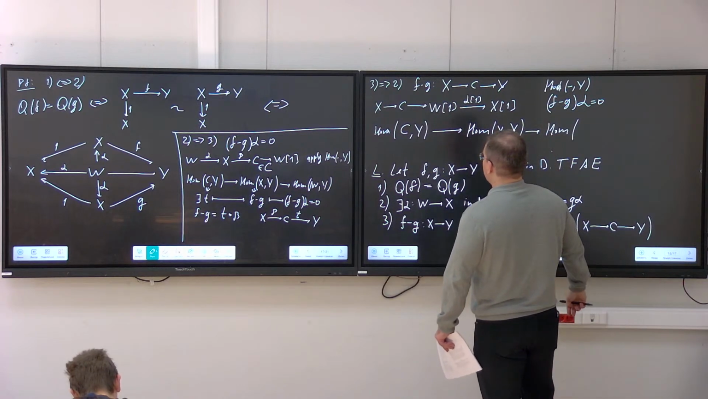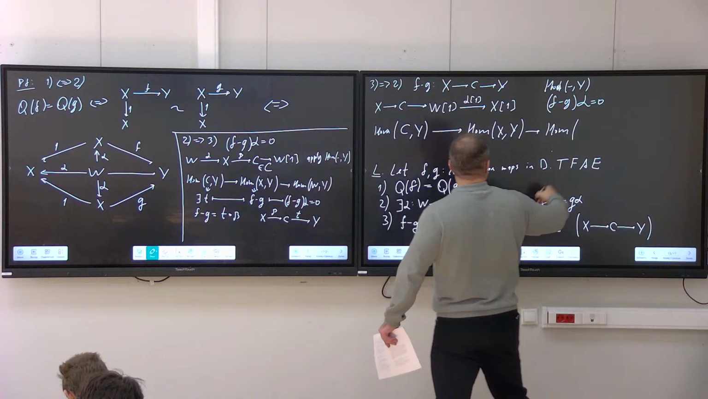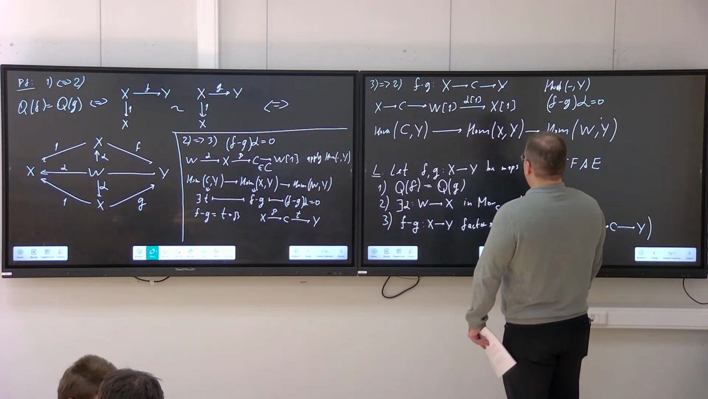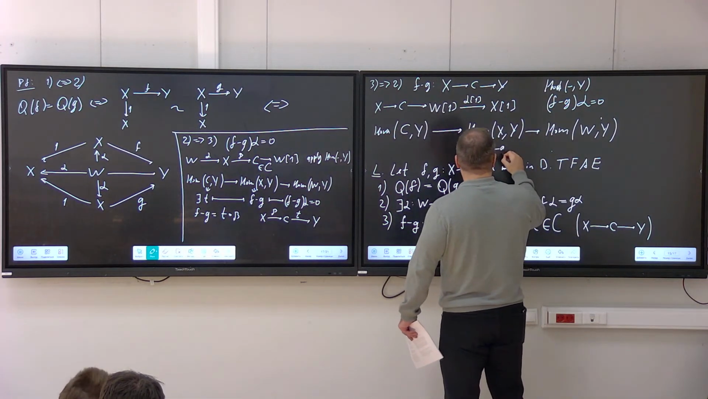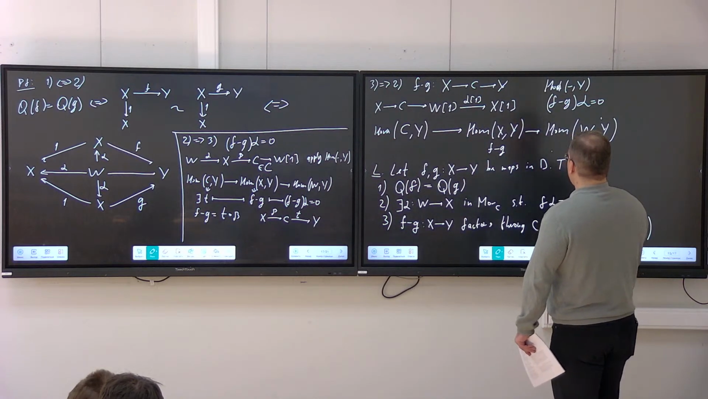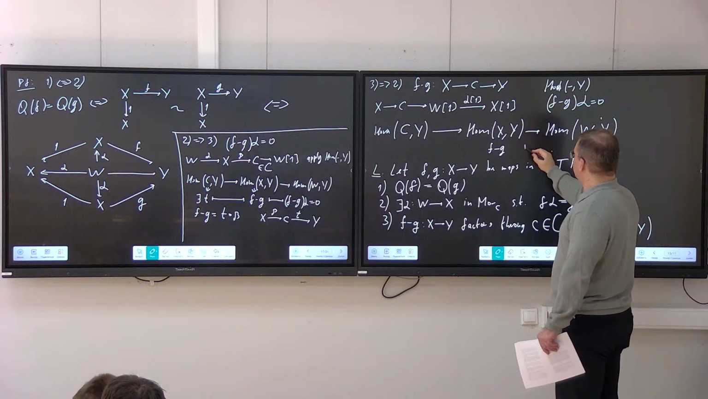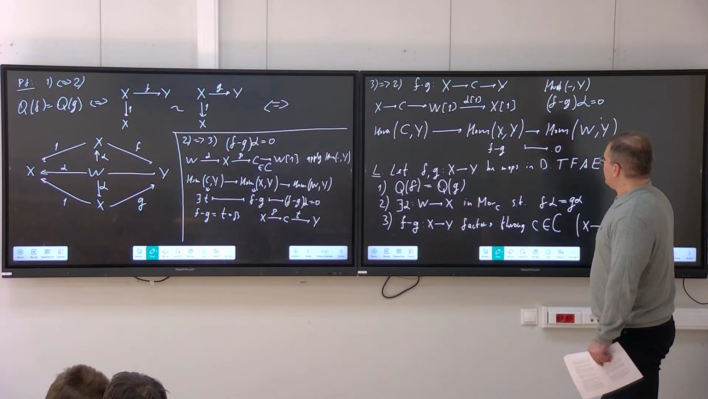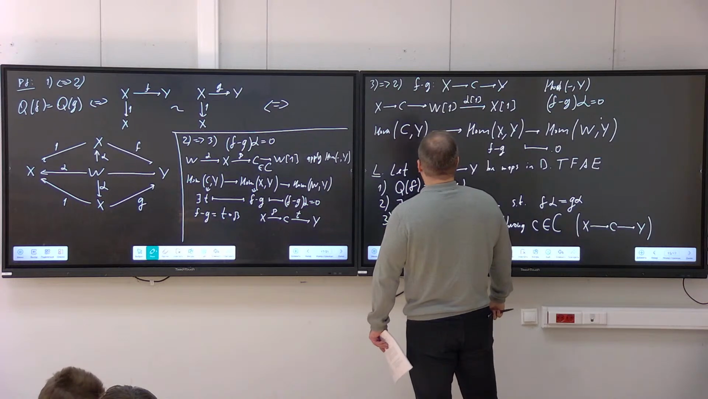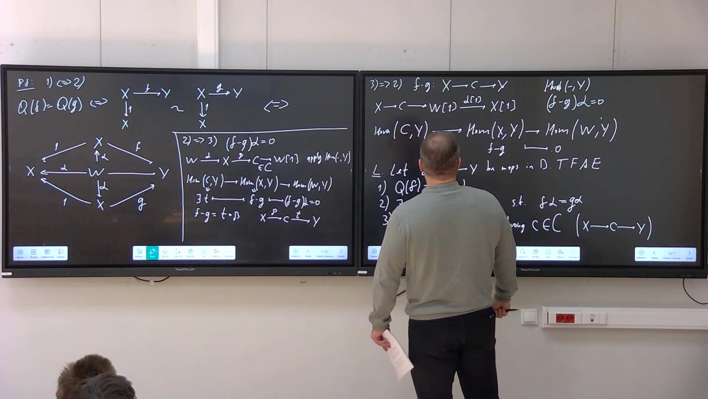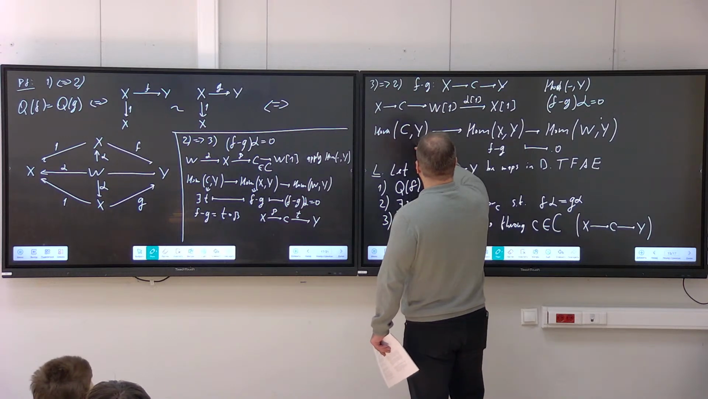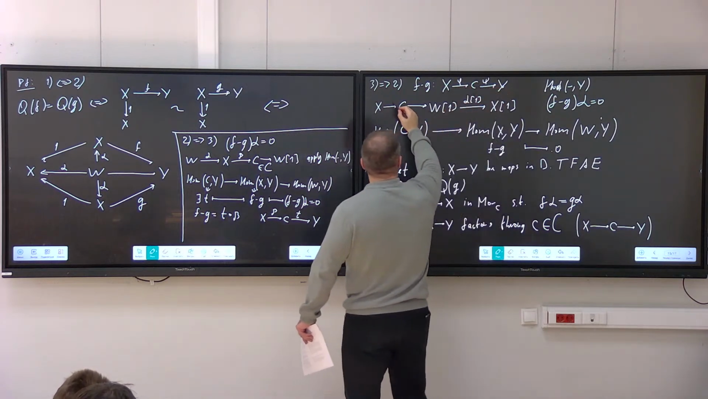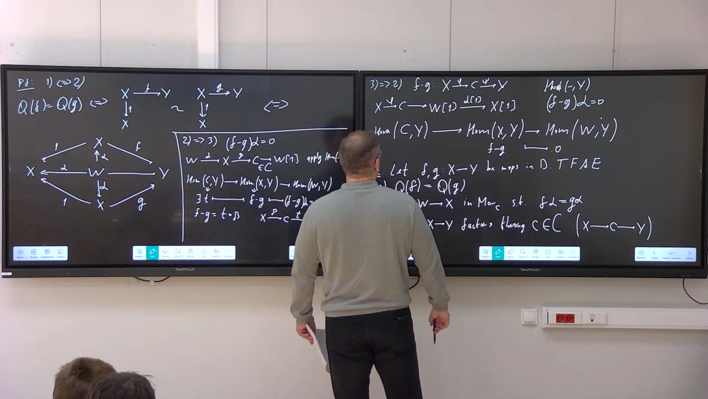So this will be what? W to Y, W to X. Okay, so here we have F minus G, right? So now this is just a composition with alpha again. So this is 0. And so now this map is induced by what? If I call these, for example, phi and psi, so this is phi, so this is induced by the composition with phi.